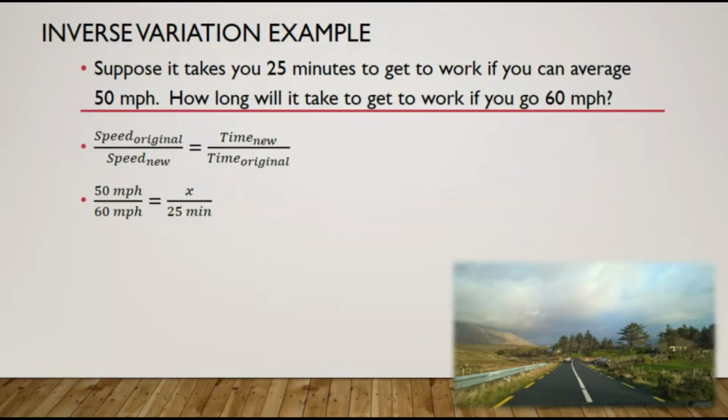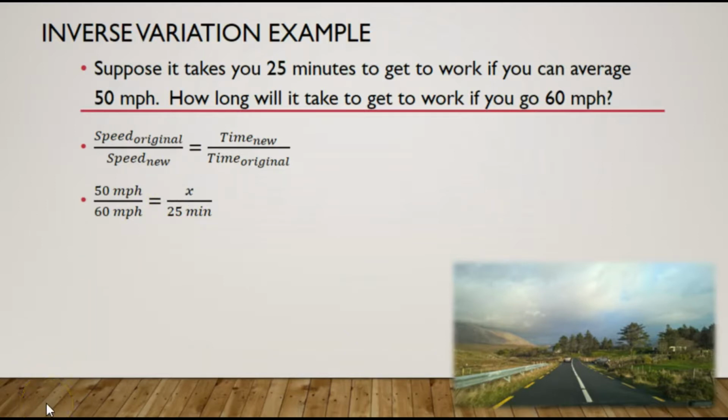Note how the speeds are grouped on the left and how the times are grouped on the right. Please note too that the numbers that go together, such as 50 miles per hour and 25 minutes, are on the diagonal to one another, as is the new speed of 60 miles per hour diagonal with its time, which is unknown, represented here with x.